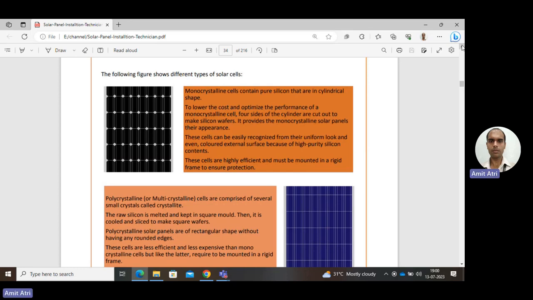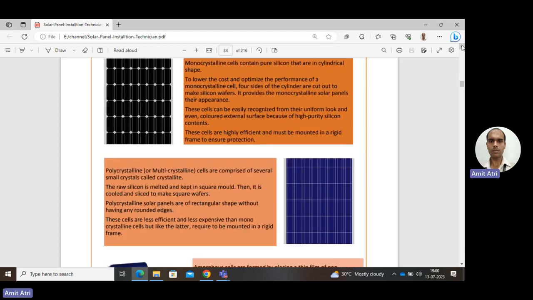It provides the monocrystalline solar panels their appearance, the appearance that looks like this, with cylindrical wafers cut from it. These cells can easily be recognized from their uniform look and evenly colored external surface because of high purity silicon. I mean, they are pure. Monocrystalline cells are pure, and correspondingly their efficiency is higher when compared with polycrystalline. They should be mounted on a rigid frame for protection.